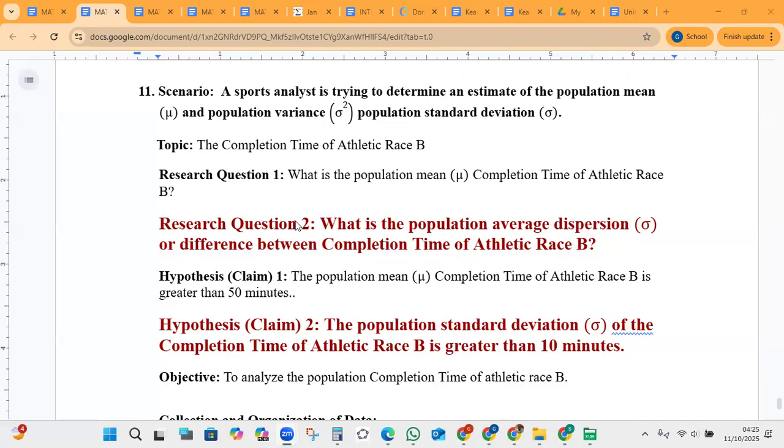So research question number 2 says, what is the population average dispersion? That's just another way of interpreting the population standard deviation: the dispersion between the values, or spread of the differences between them. And the hypothesis, claim 2, says that the population standard deviation of the completion time of athletic race B is greater than 10 minutes. So we need to see if this is true or not.